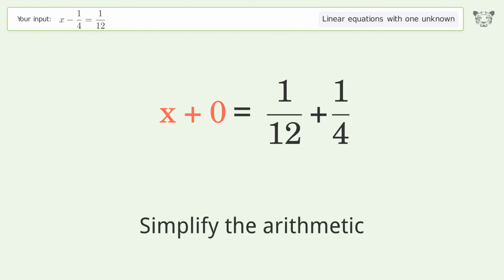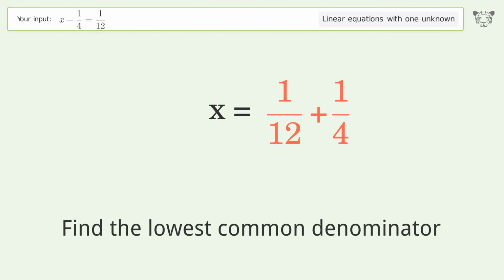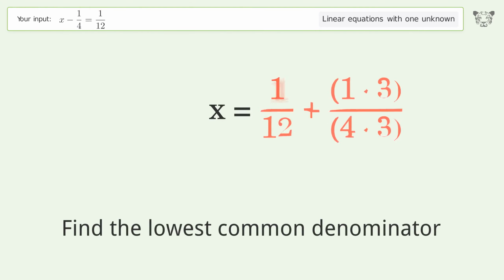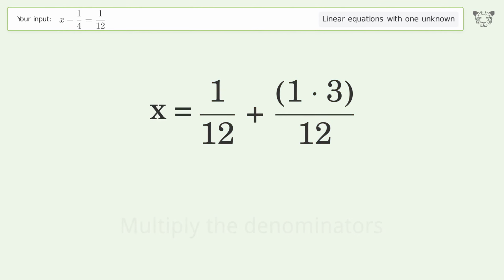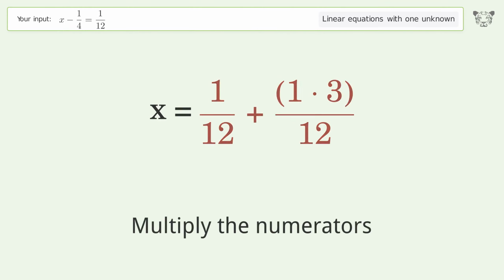Simplify the arithmetic. Find the lowest common denominator. Multiply the denominators. Multiply the numerators.